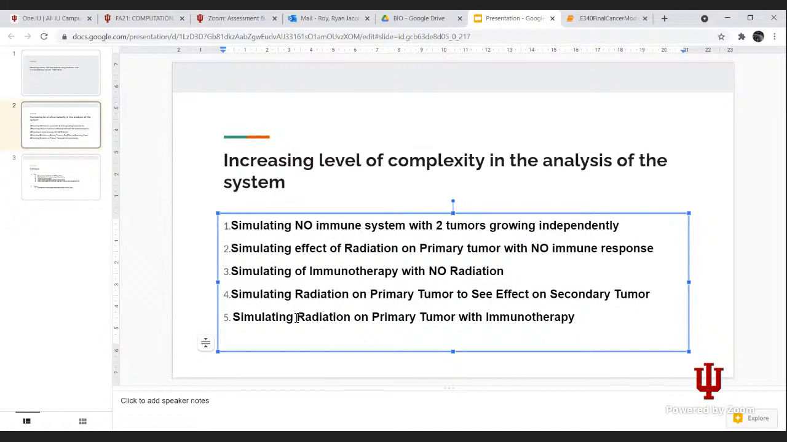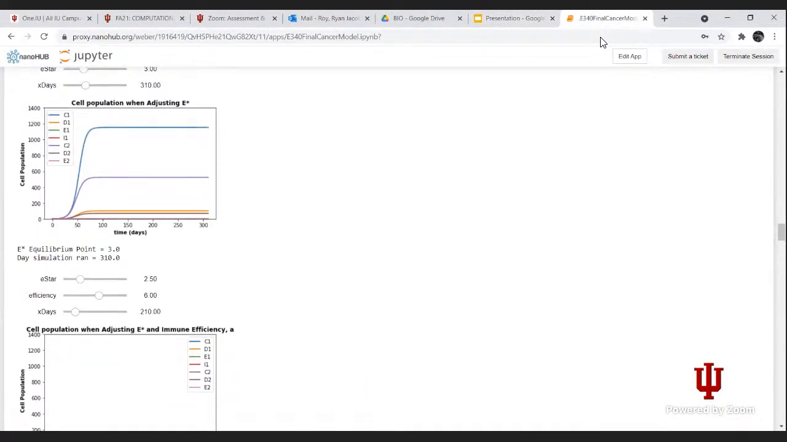And finally, at the final level of complexity, we talk about those two things combined: radiation and immunotherapy working together, and what results that would have. So yeah, going back to the presentation.